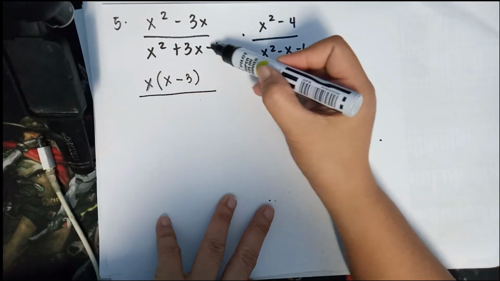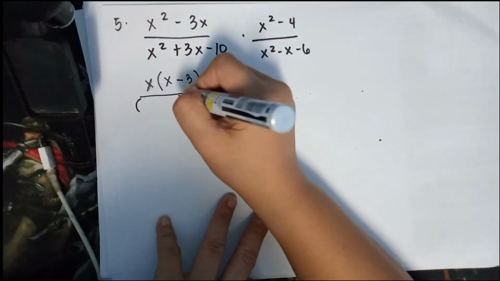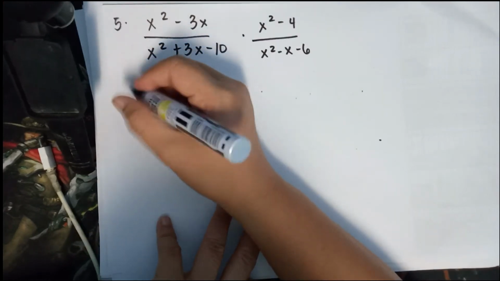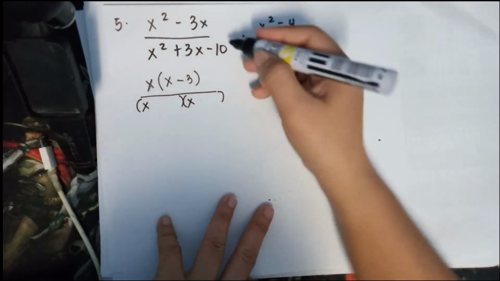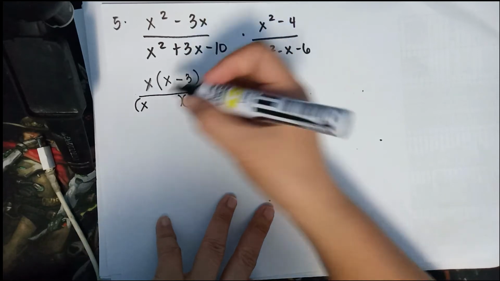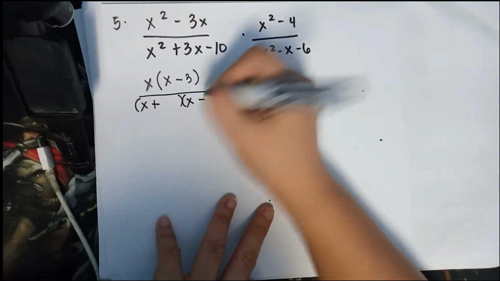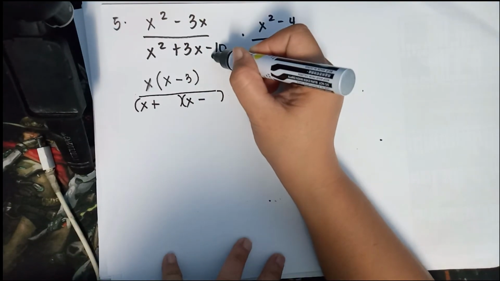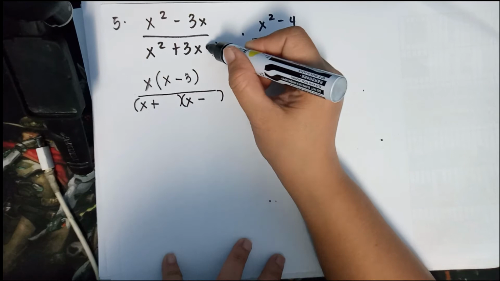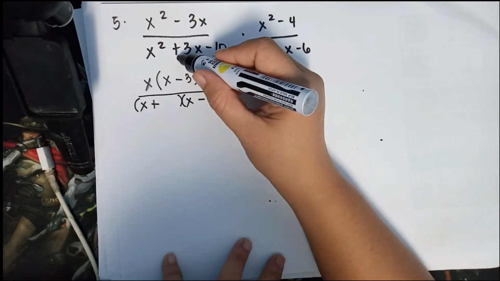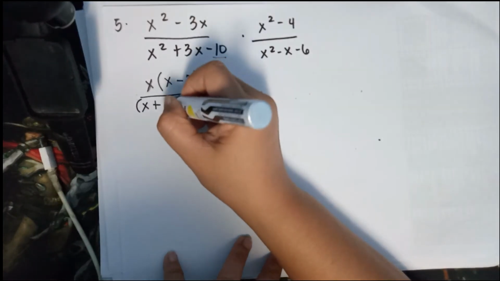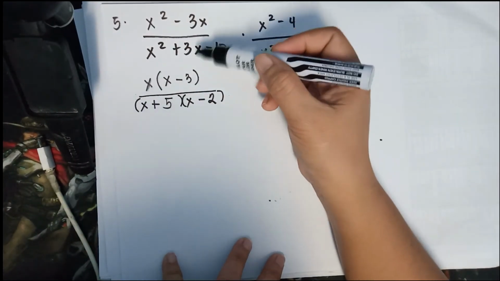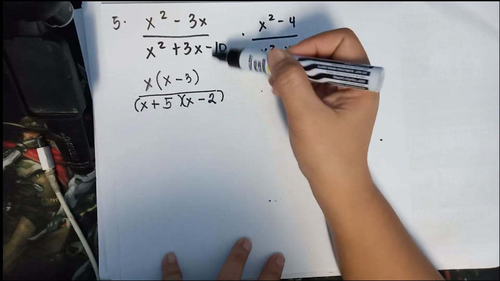Denominator. Since this is trinomial, we can construct two polynomials. Factors of x squared, x and x. Since our last term is negative, they have different signs. And we will try to find out what will be the factors of 10 that if you will subtract, the answer is positive 3. And that is positive 5 and negative 2. We will check. 5 times negative 2 is negative 10.